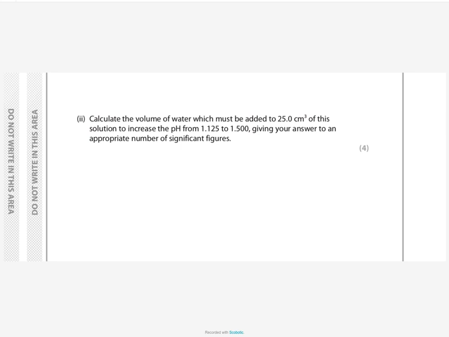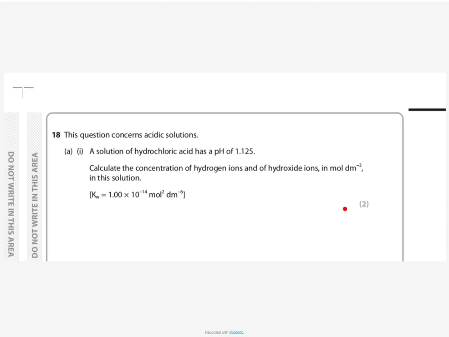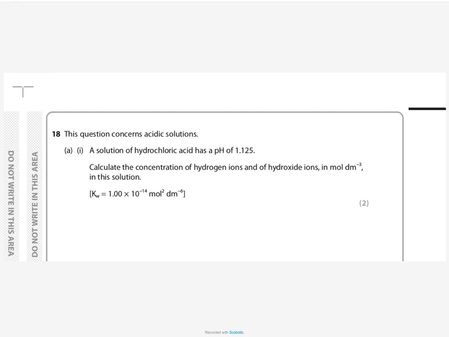Now, what was the answer for the previous one? Inverse log minus 1.125. You can use pOH plus pH equals 14, or you can use the Kw expression as well. If you find the hydrogen ion, you can find the hydroxide ion. So you can do this, right? So pH equals 1.125. H plus equals inverse log minus pH, or 10 to the power minus 1.125. What's the answer?